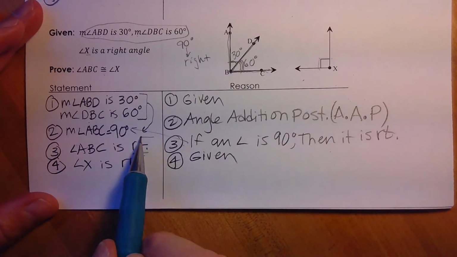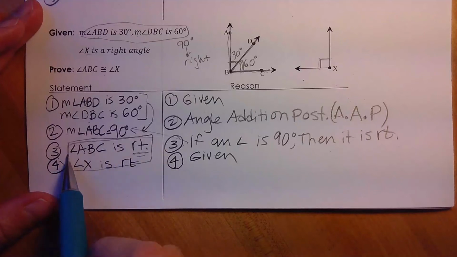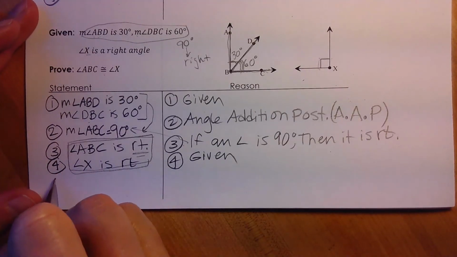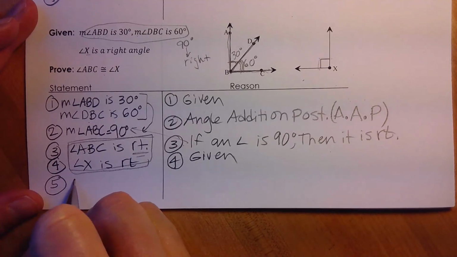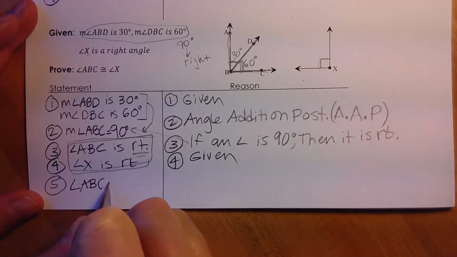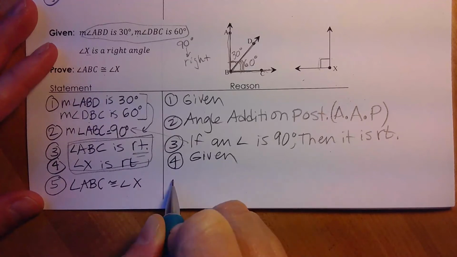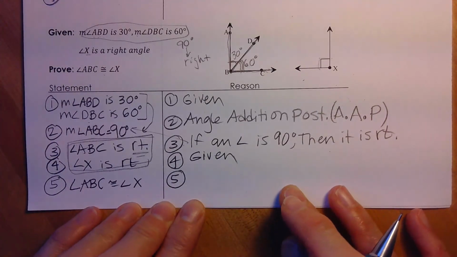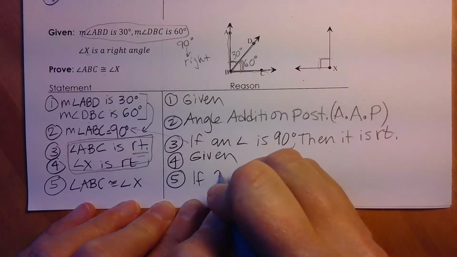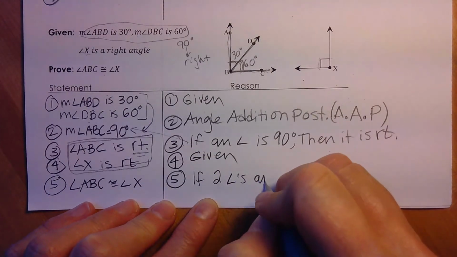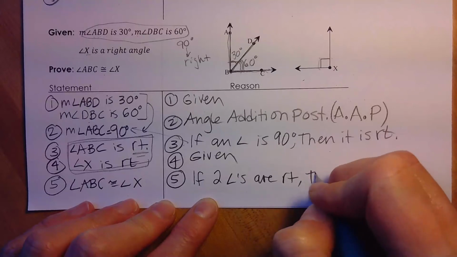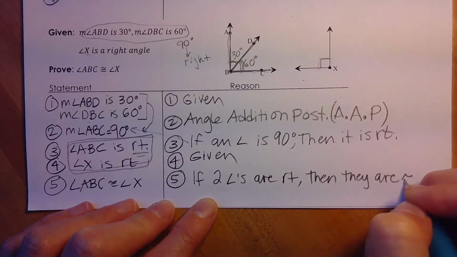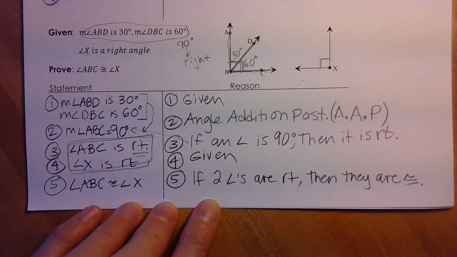And now I've got it totally lined up, right? I have these two angles that are both right angles. So I can tie them together and say that angle ABC is congruent to angle X, for the same reason I used on my last step on the first two proofs that we've worked. If two angles are right, then they are congruent.